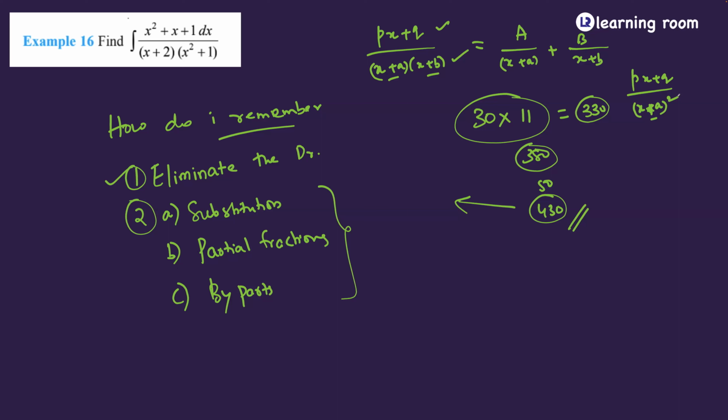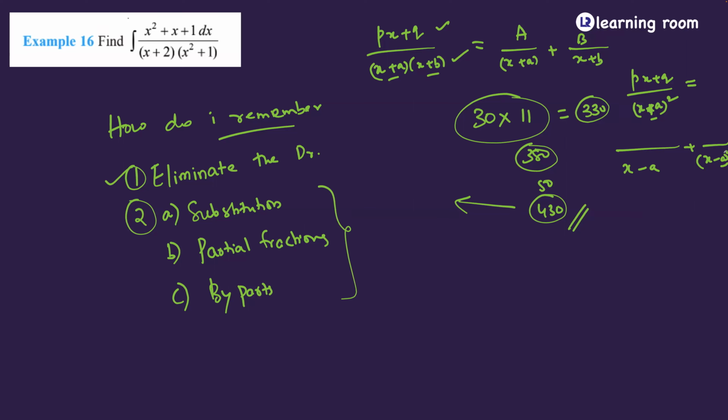What is the logic here? Linear by quadratic. But in this quadratic, you have repeated roots. So in this case you are going to write something by x minus a plus something by x minus a the whole square. If it is x plus a, write x plus a; but one thing is common: it is repeated roots.